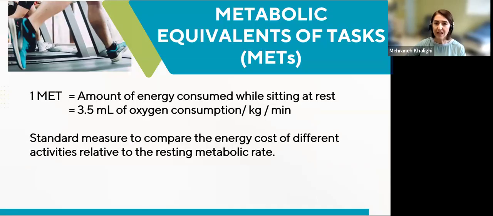Metabolic equivalence of tasks, or METs, are based on the concept of energy consumption associated with different activities. One MET is the amount of energy consumed by a person while at rest, also known as resting metabolic rate, and it is defined as 3.5 milliliters of oxygen consumption per kilogram of body weight per minute. Using METs allows us to compare the energy costs of different activities relative to the resting metabolic rate.